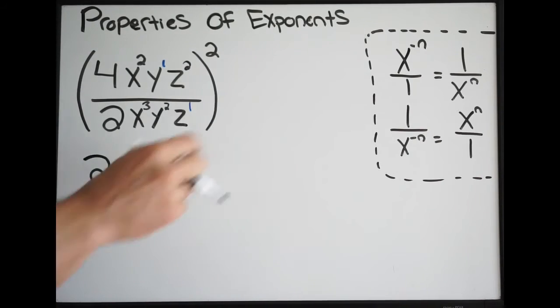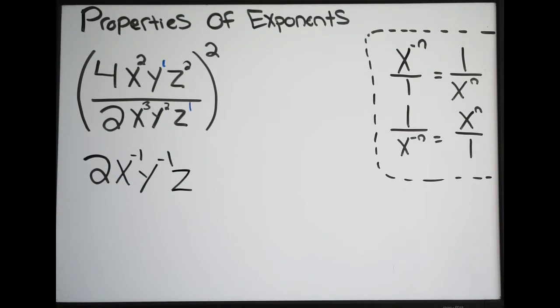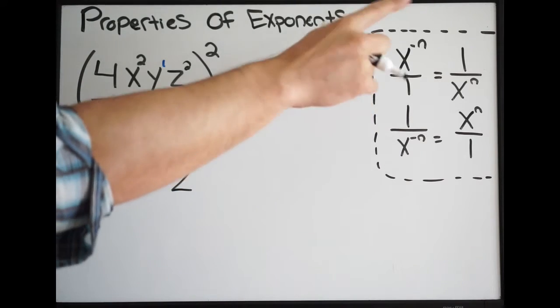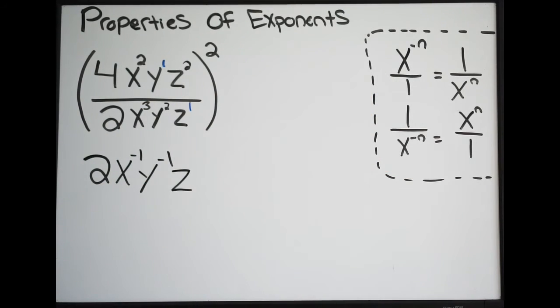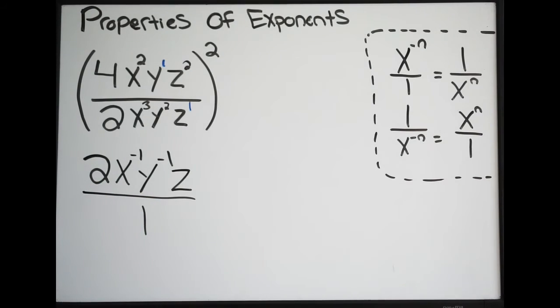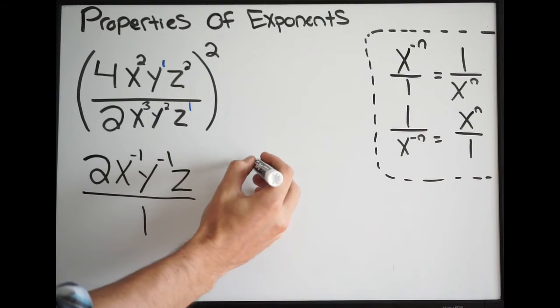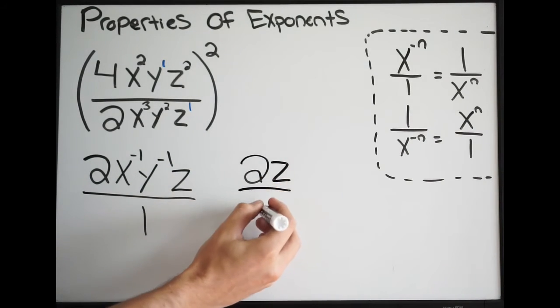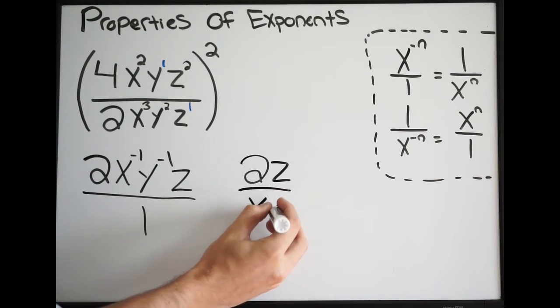Now, using our little template here, dealing with negative exponents. Very simple. If you have negative exponents and it's in the numerator, you simply bring it down to the denominator and make it positive. So again, this is really over 1. So just rewriting this, we now have 2z all over x, y.